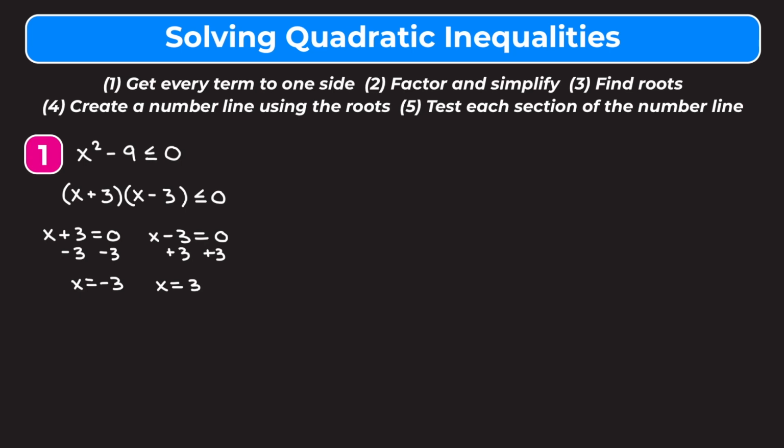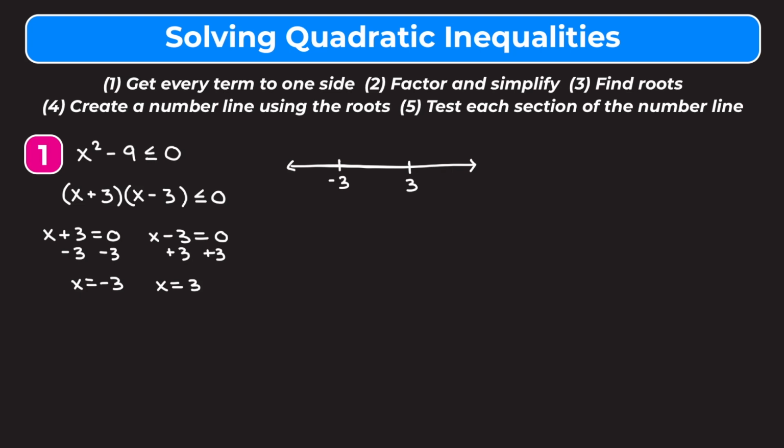So now moving on to step 4, we're going to create a number line using the roots. So over here, I'm going to go ahead and draw a number line, and I only need to put these 2 roots on my number line. So I'm going to put negative 3 over here, and I'm going to put 3 here. And this is called a sign chart.